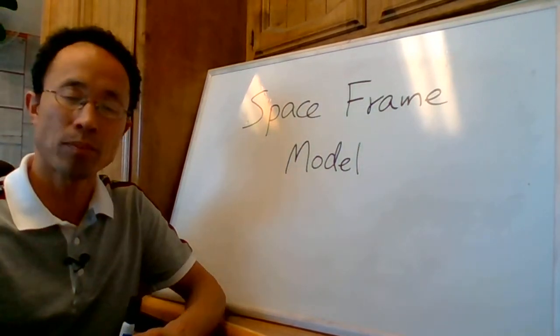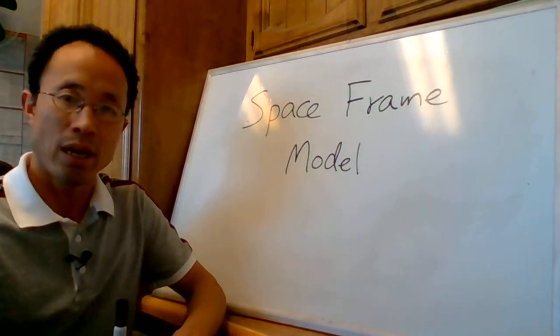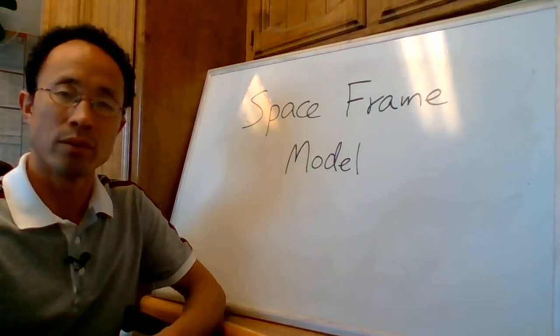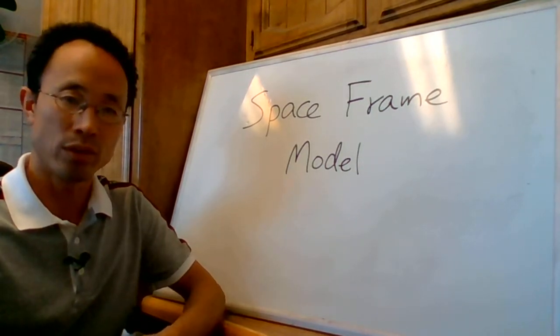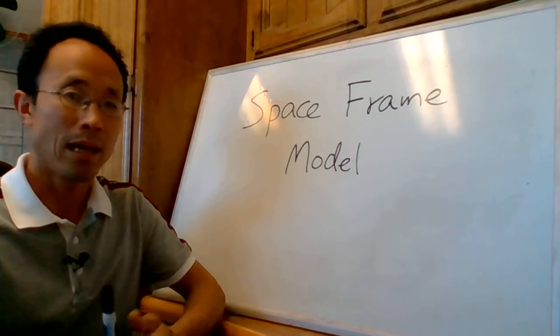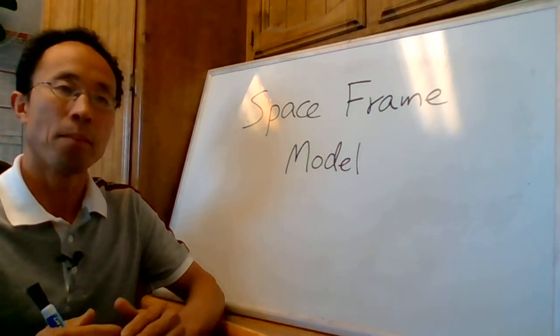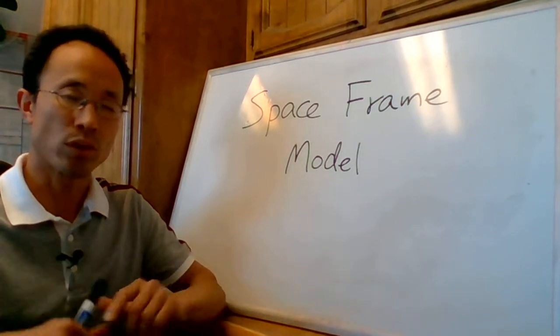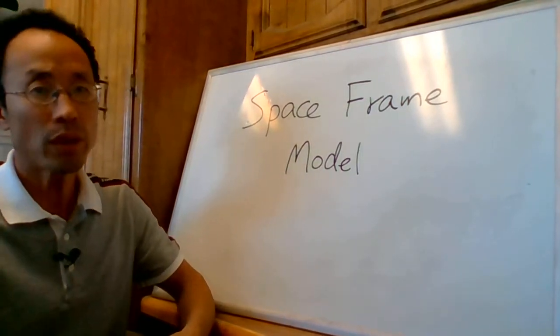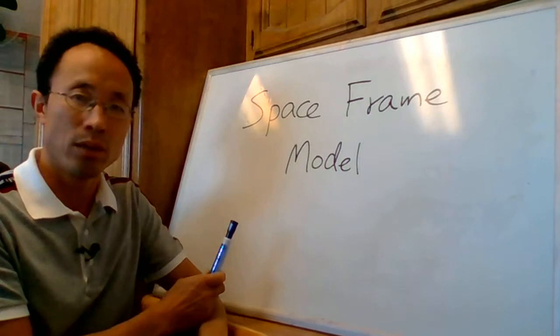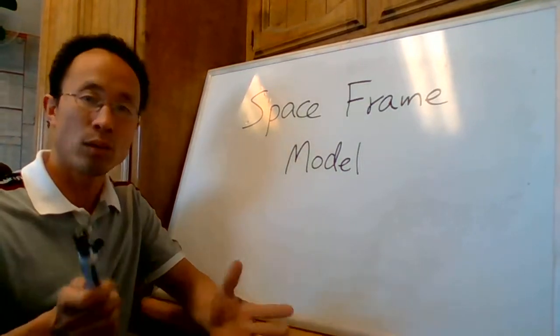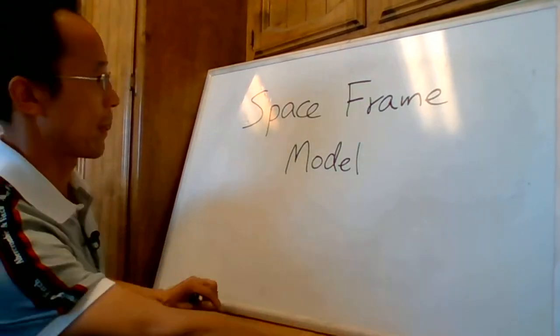Now, the next part of the theory of relativity is the general theory of relativity, which deals with gravity. And Einstein stipulates that space and time bend at the source of gravity. Now, how do we use the space frame model to explain gravity? That's what I'm going to talk about today.